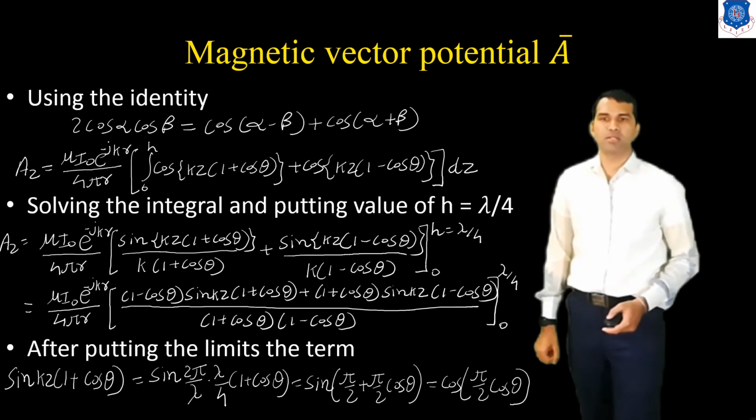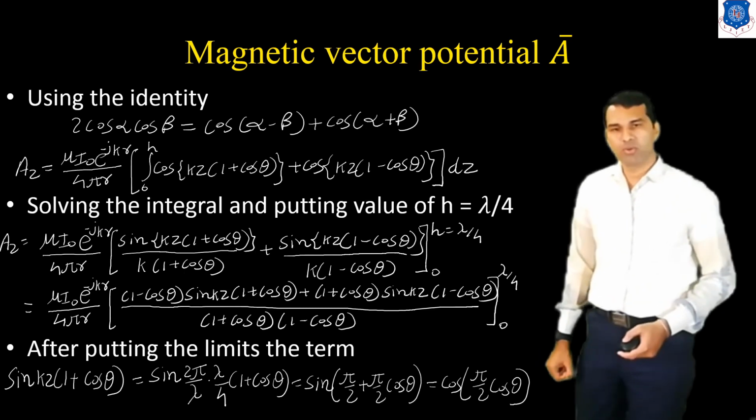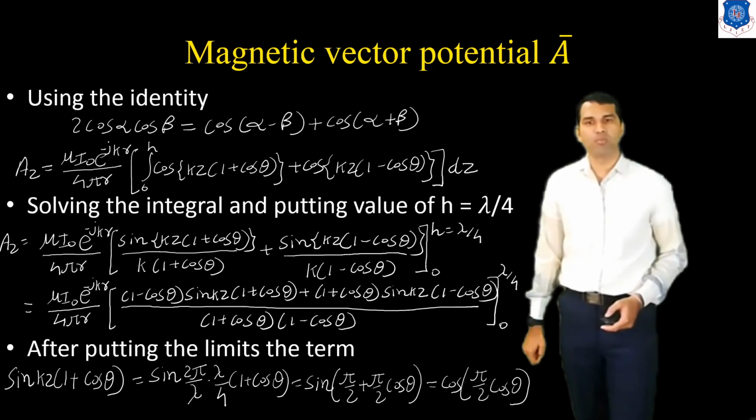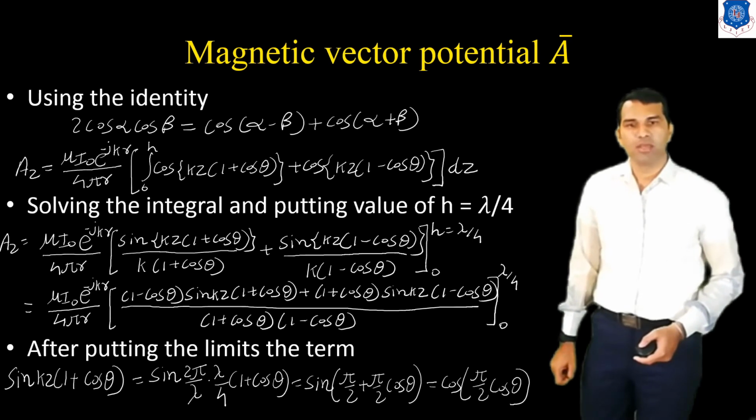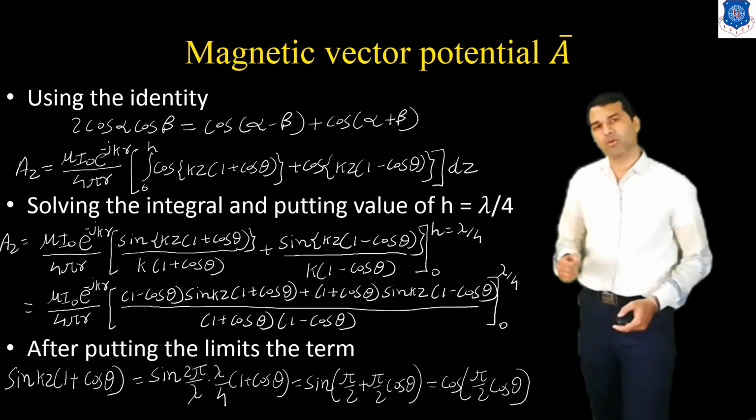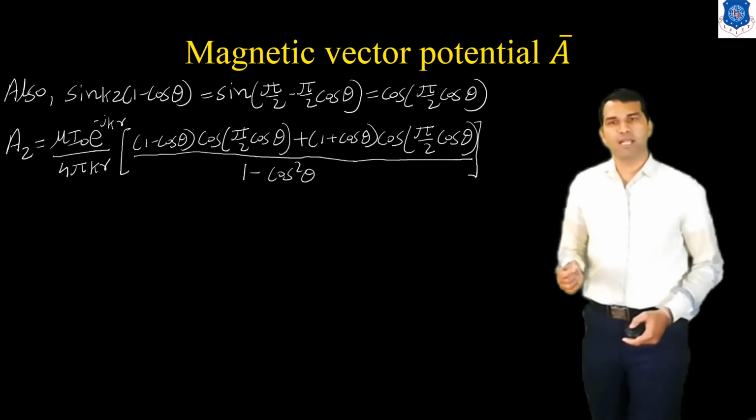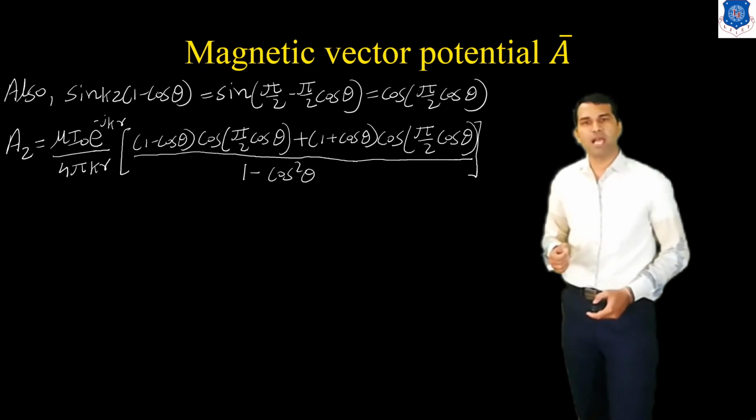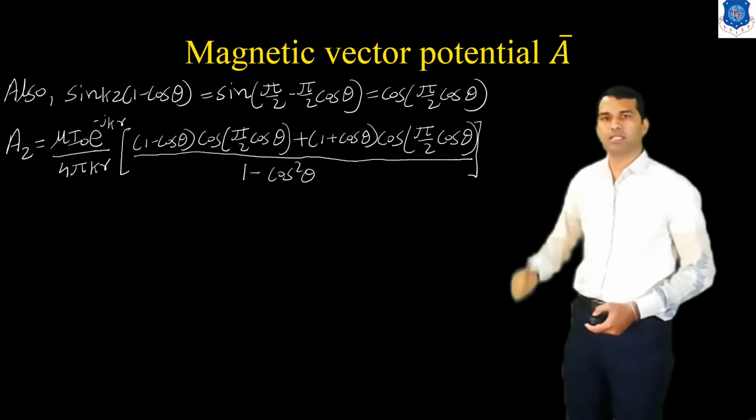sin kz (1 plus cos theta) is equal to sin 2 pi by lambda times lambda by 4 (1 plus cos theta). So we write sin of pi by 2 plus pi by 2 cos theta is equal to cos of pi by 2 cos theta. Also we can write for the sin kz (1 minus cos theta): sin of pi by 2 minus pi by 2 cos theta is equal to cos of pi by 2 cos theta. So now we put this in this equation.